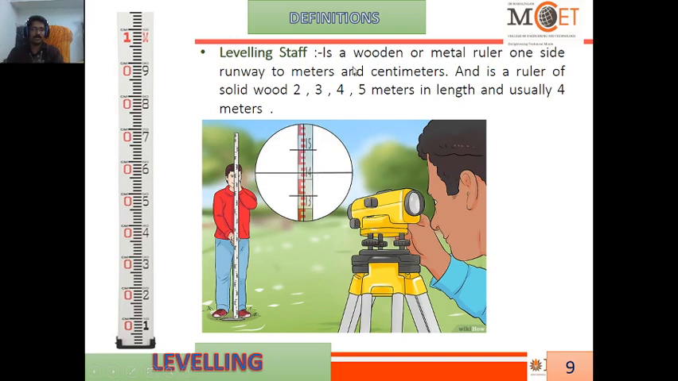So there are different types of leveling staff. In ancient times it was a wooden leveling staff, now predominantly a metal ruler, right? It is of various heights: 2 meter, 3 meter, 4 meter, 5 meter of length. Usually 4 meter and 5 meter will be used. Here is the standard metric leveling staff, a small portion shown.